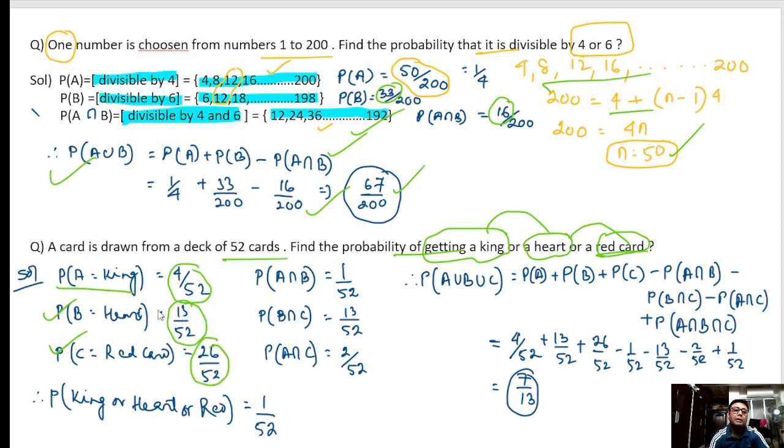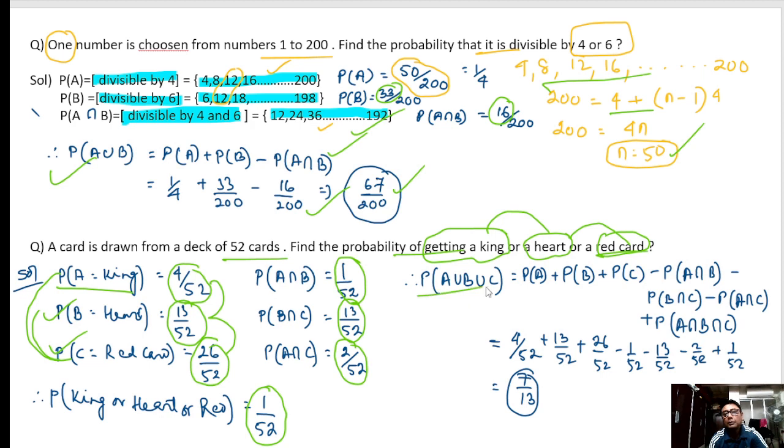Now, king of hearts, P(A intersection B): how many king of hearts are there? Only 1. Similarly, hearts of the red color, how many? There are 13. Similarly, kings of the red color, how many? There are 2. And common to all 3, that means it should be a king, from hearts, and a red color. It is only 1 by 52.